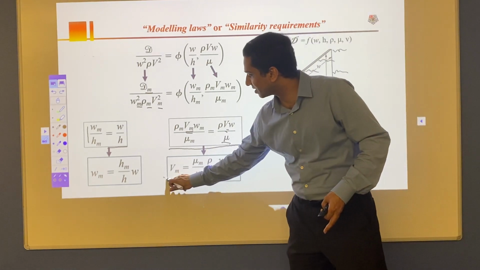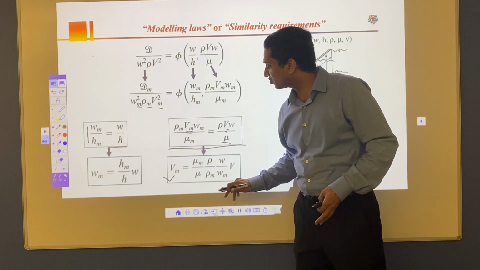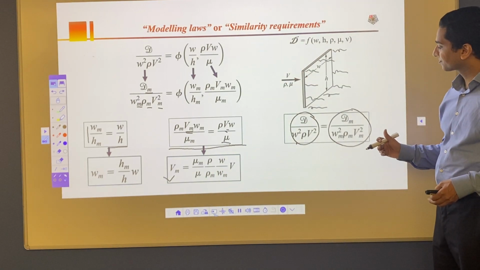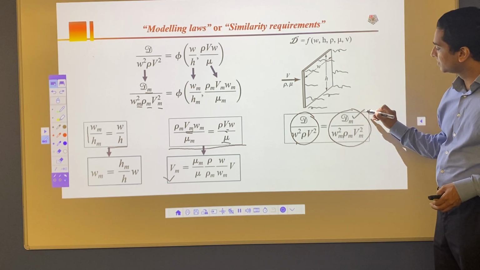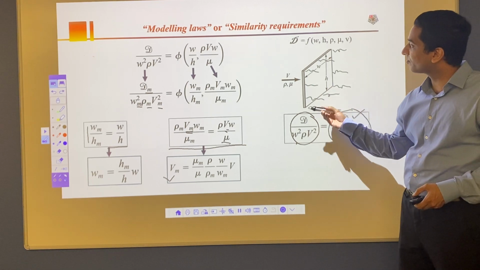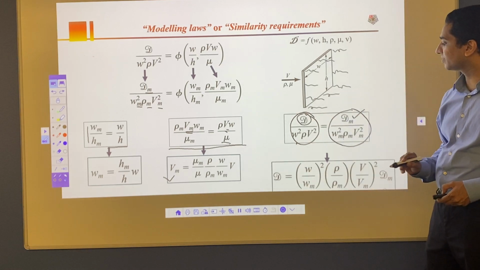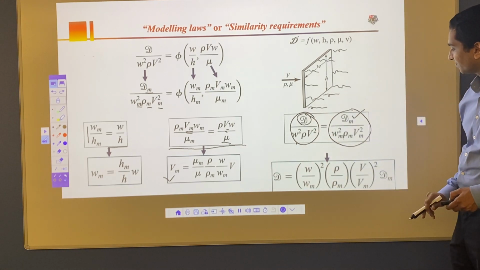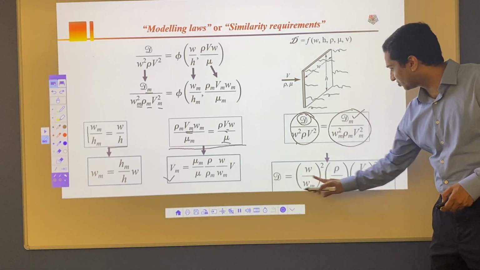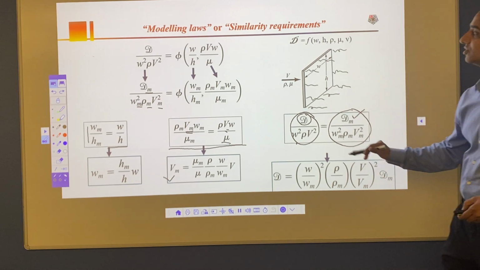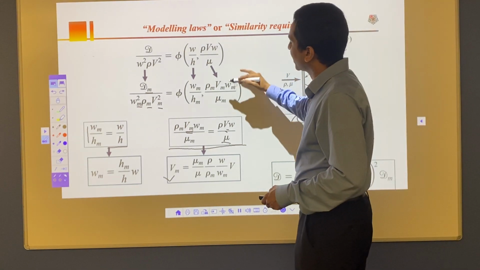So I am going to test my velocity by using this formula, and once I test, I get my results from the model. I get dm. I need to predict what is the drag force on the big thing. That's what I'm going to do using this equation. So drag force, put this one, and then you should get your answer. That's how this thing works. That's how these pi terms work.